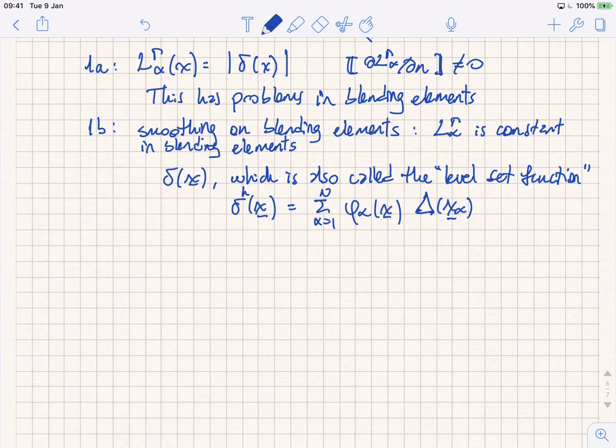But the second enrichment function that was proposed for weak discontinuities is due to Moës, Nicolas Moës, and co-workers coming from the same group at Northwestern University. This is where the whole XFEM name came from. It was also a paper in 2003 in CMAME. And the function looks like this.